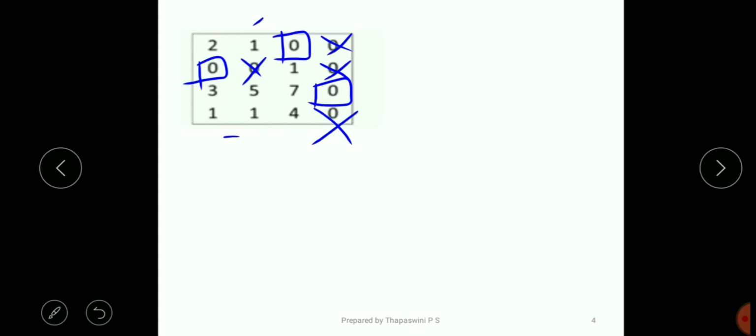Now all the zeros are either assigned or crossed, but we have only 3 assignments, as against the 4 which is required. So we do the ticking and the line drawing procedure. We do this as follows.